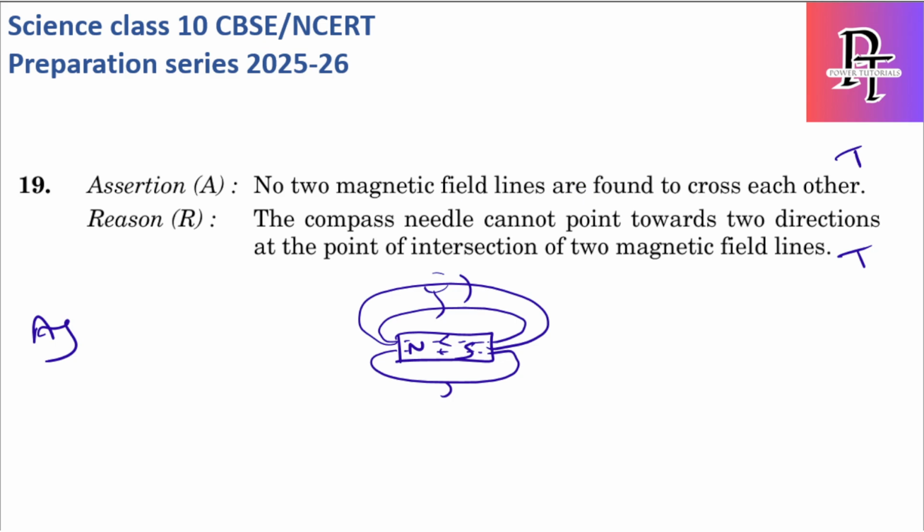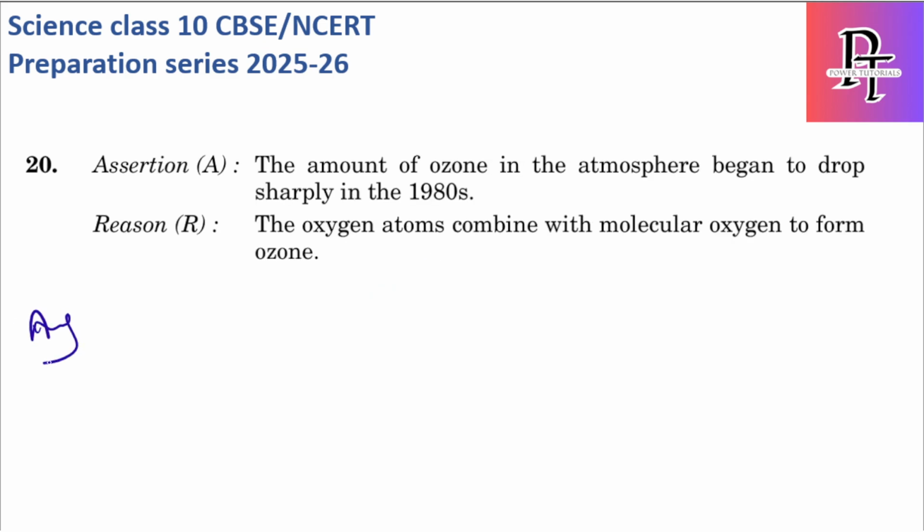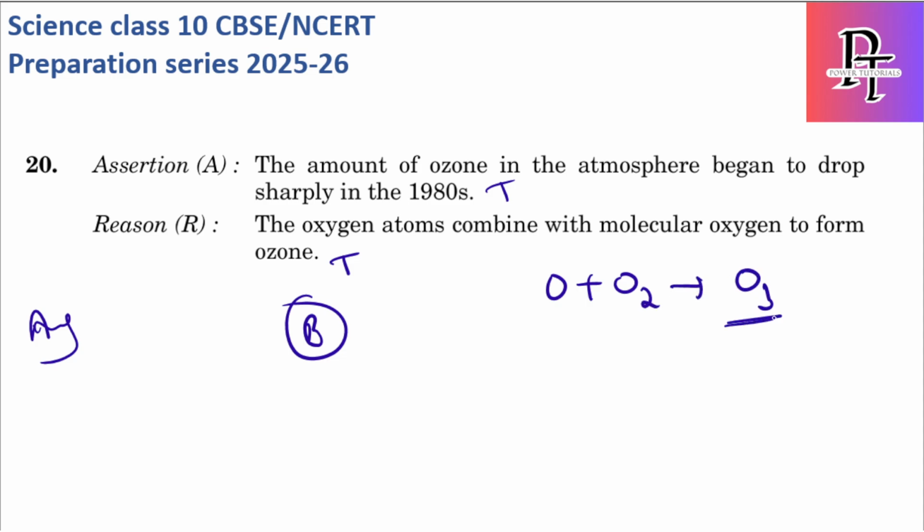Okay. Let's see the last question for today. The amount of ozone in the atmosphere began to drop sharply from the 1980s. This is true. The oxygen atom combines with molecular oxygen to form ozone. This is also true. Is it related to each other? No. Hence again the answer is B, where A and R are true but not the correct explanation. So this example equation I will write here. O plus O2 gives rise to O3, which is ozone. Okay, oxygen atom is O, oxygen molecule is O2, O plus O2 gives rise to O3.